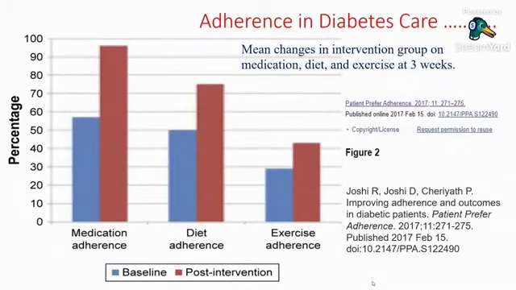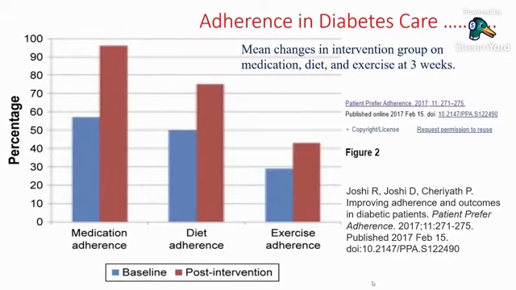Some people have also tried different kinds of interventions for improving adherence, and as we mentioned, these are the 3 major modalities in treating diabetics. Of course, medication is important, but diet and exercise are also equally important. The mean changes in the intervention group on medication, diet, and exercise were looked into at 3 weeks. The blue ones are the baseline, and the red one is the post-intervention. You see how there is improvement in adherence.